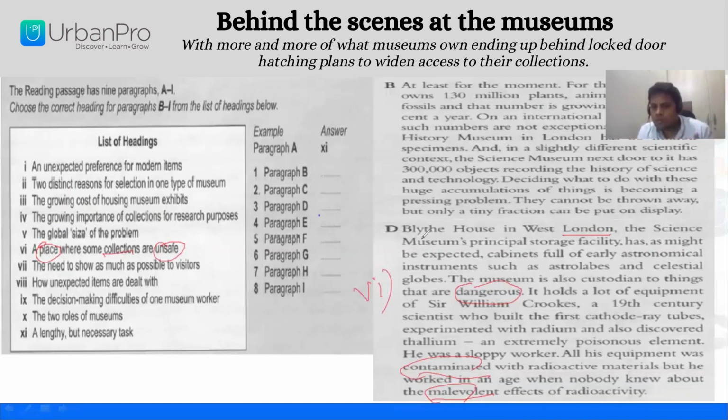It's all about the Blith house, the place where you have collections which are unsafe. Even the repeated words also give an indication about the topic, like see, dangerous, contaminated, malevolent, any other words here, poisonous. Yes, all the words equivalent to unsafe. So repeated words also give an idea about the topic. So please apply this step as well. Okay.